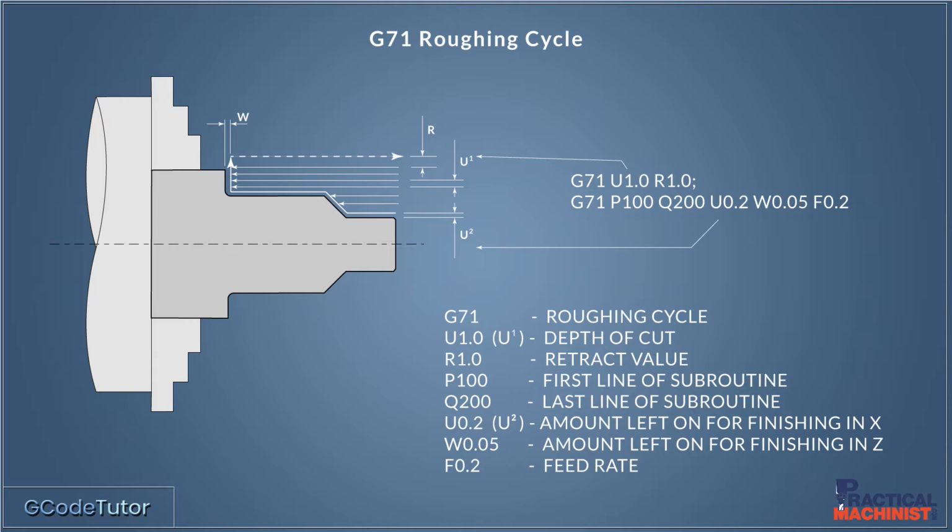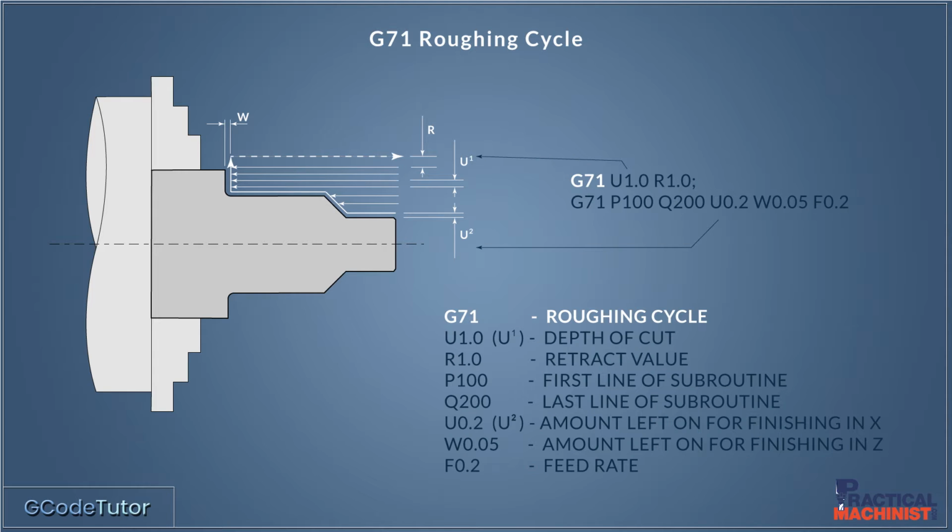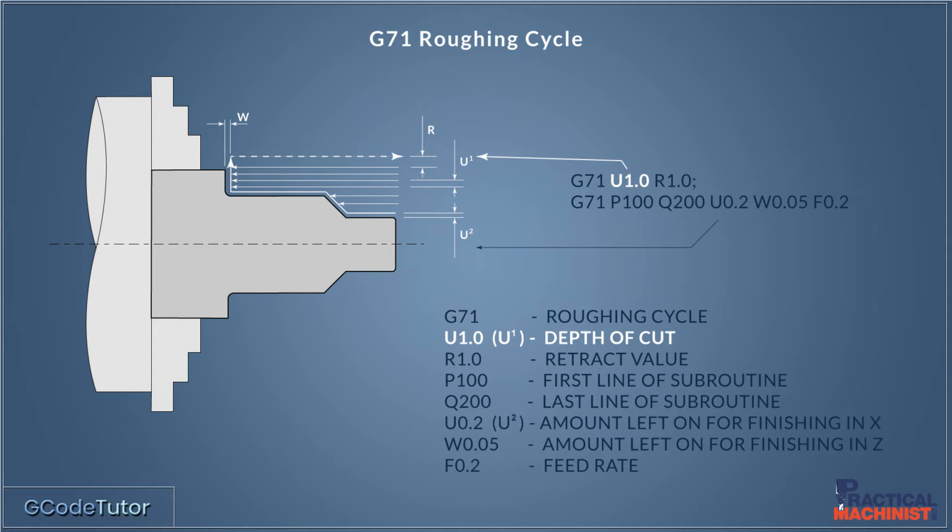So without further ado, let's jump in and see how this roughing cycle works. The first thing we need to do is tell the machine that we are using a roughing cycle, and the G code for this is G71. So we start off the first line of code with G71, so the lathe knows exactly what we wish to do. When programming this roughing cycle line, we use two different U values with two totally different meanings.